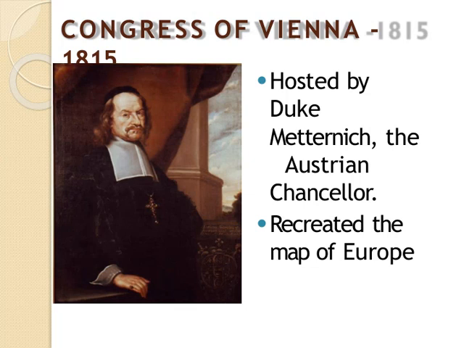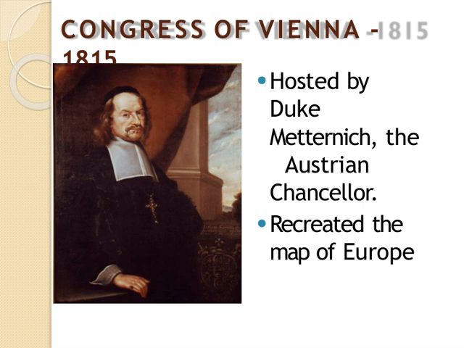Now, let's turn our attention to the Congress of Vienna in 1815. This was a pivotal moment in history, hosted by the influential Austrian chancellor, Duke Metternich. He played a crucial role in shaping the post-Napoleonic Europe. During the Congress, they essentially recreated the map of Europe, aiming to restore stability after years of chaos and conflict. This redrawing of borders was about more than just territory. It was about establishing a balance of power to prevent future wars.